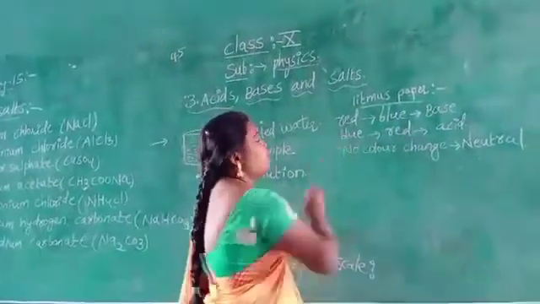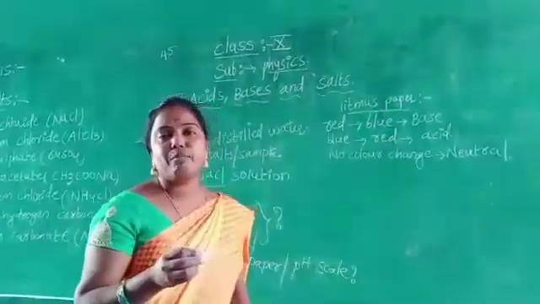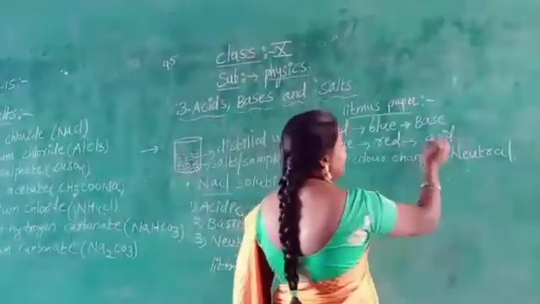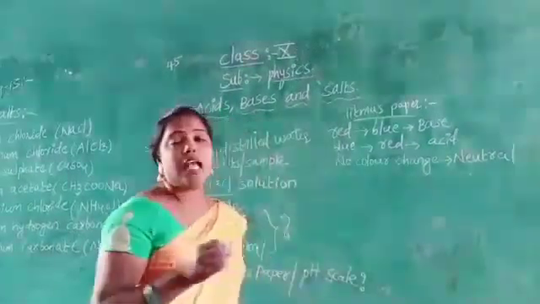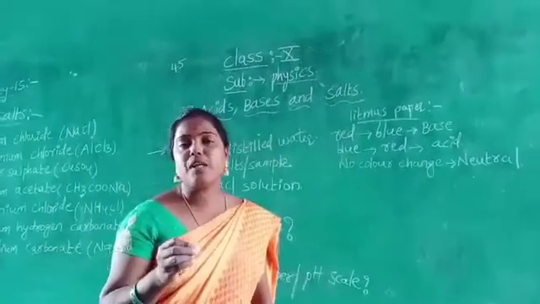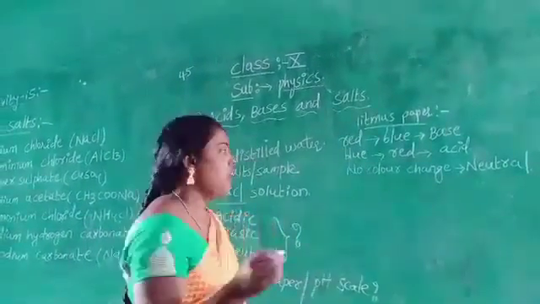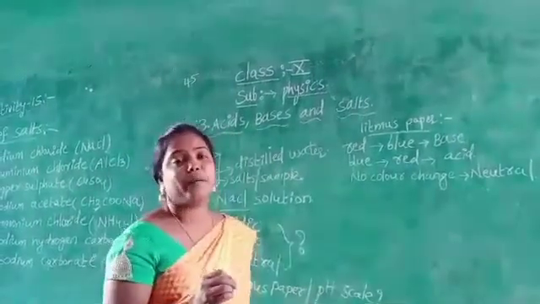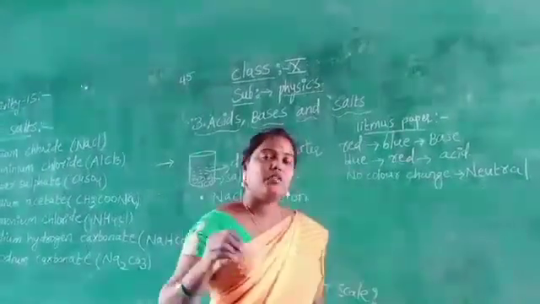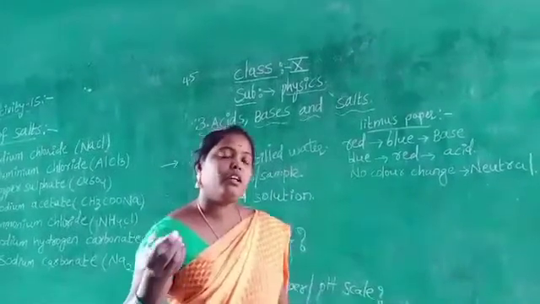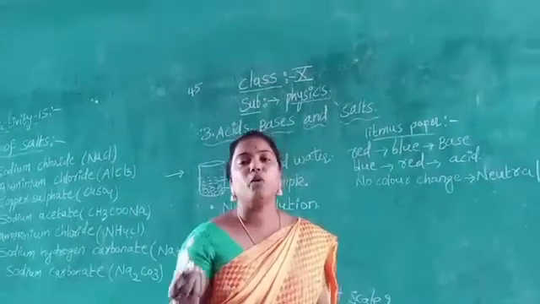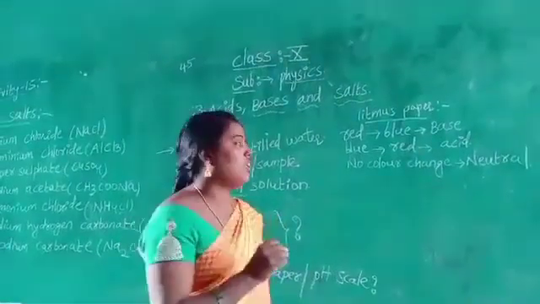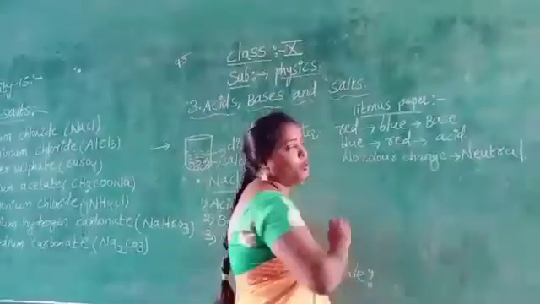Next, the second one: if the blue litmus paper turns red in color, that is an acidic solution. Acid means more H plus ions are present. If there is no color change in the litmus paper, meaning blue litmus paper stays blue and red litmus paper stays red, that means it is a neutral solution.